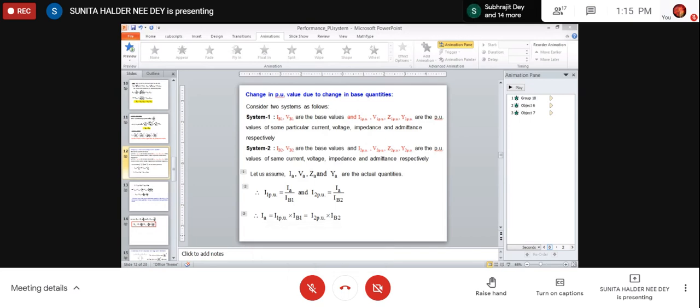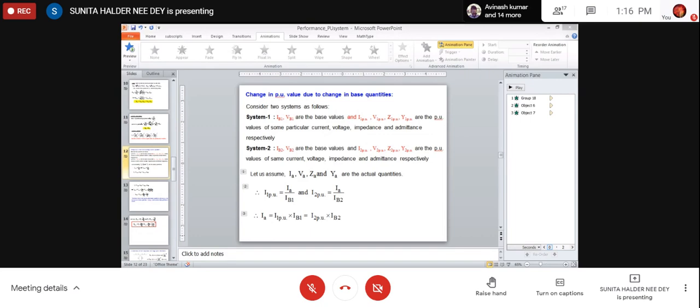So I2 per unit we can easily calculate. Similarly, it is applicable for voltage also. Therefore, there is no need to know the actual value to know the new per unit value, if the old per unit value, old base value, and new base value are known.